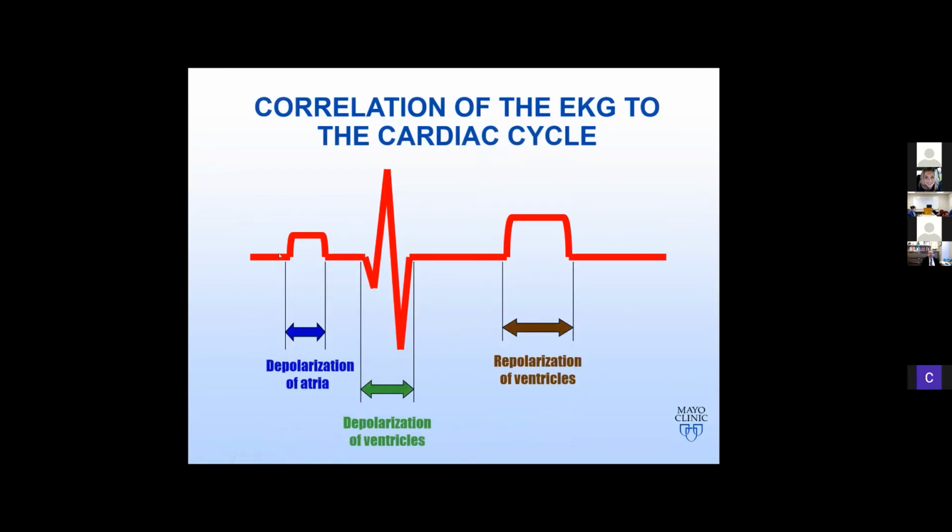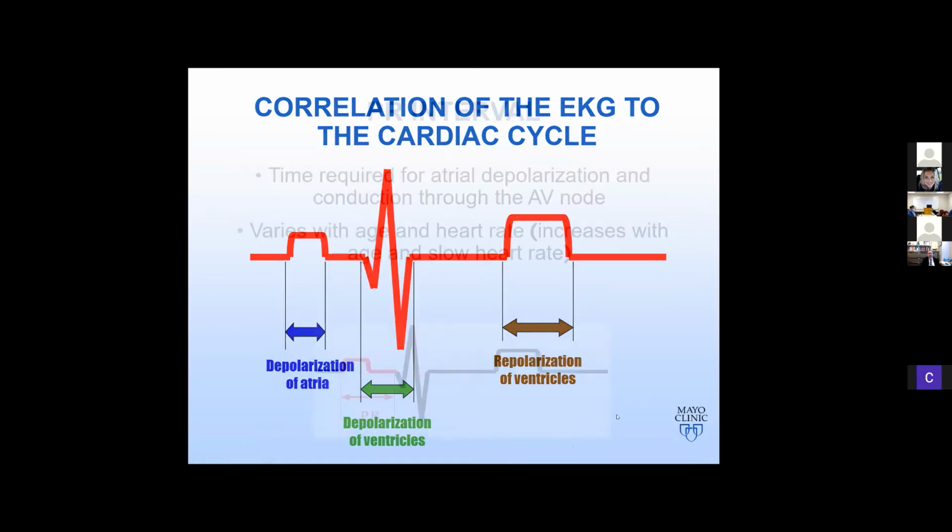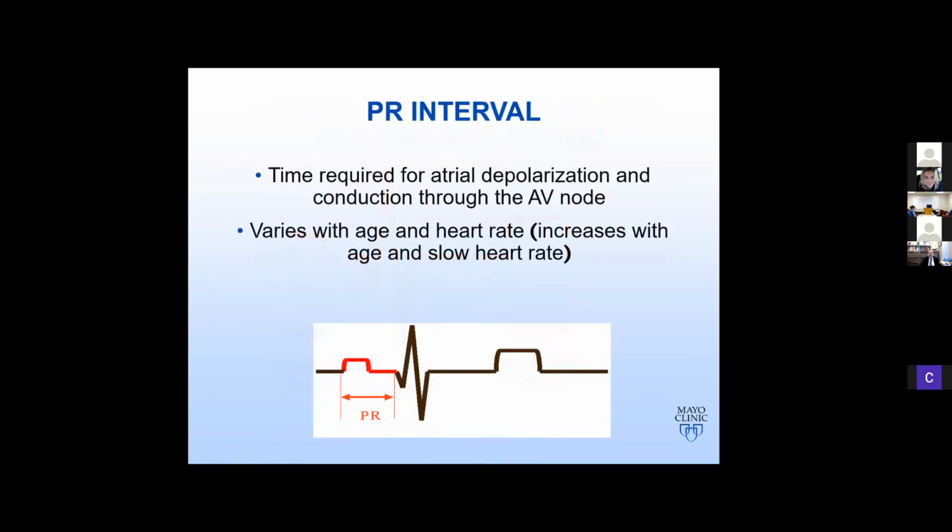So realize that the sinus node fires here, and then you get depolarization of the atria. It goes through the AV node, and then you get depolarization of the ventricles, and then ultimately you get repolarization of the ventricles. So the PR interval is the time required between atrial depolarization and conduction through the AV node.